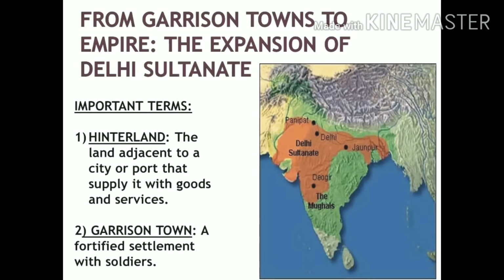Children, Delhi is a very small city within India. But there were many Delhi Sultans who were able to expand their control beyond Delhi. So the next topic is about such expansion. But before proceeding further, it is important to understand the meaning of certain terms. For example, hinterland and garrison town.